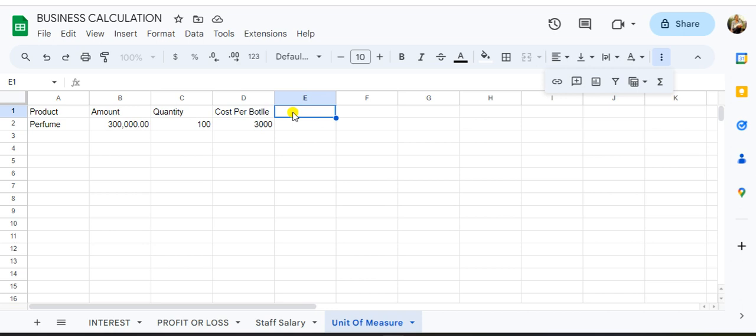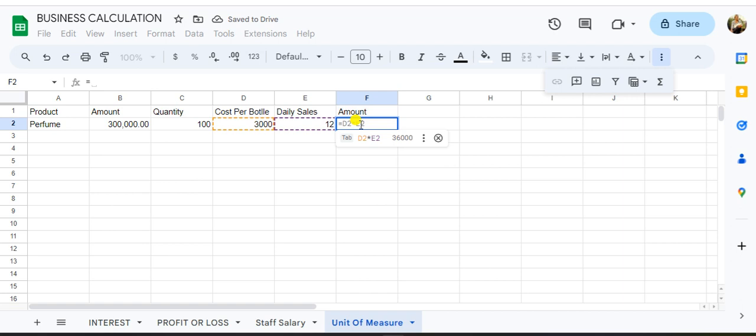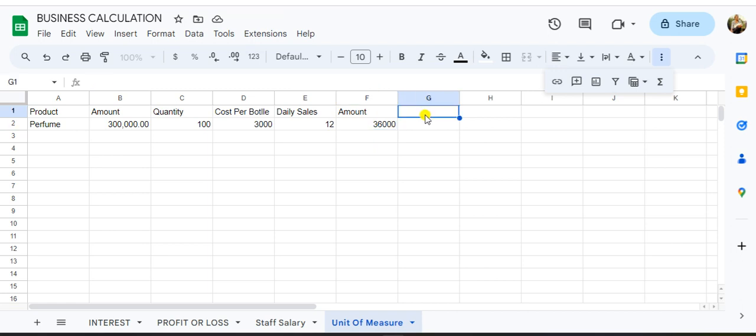Then quantity sold per day, let's say daily sales. Let's assume we sold 12 bottles. So how much did we sell in that day? It is the cost per bottle multiplied by daily sales, which means we made 36,000 naira. So the balance now will be how much?